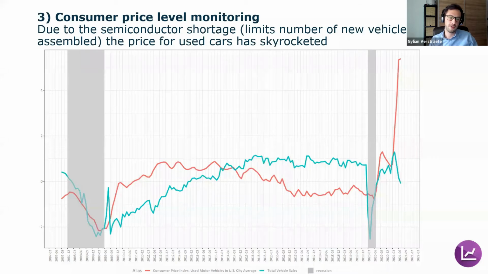This in turn had a strong effect on the price of those used cars, and that's the red line which you see. You can see that even at the start of the global financial crisis, there have been price increases, especially after the global financial crisis. But the price increase which happened at the start of this year is really of a different magnitude. The price of used cars has, compared to last year, skyrocketed by 50%.